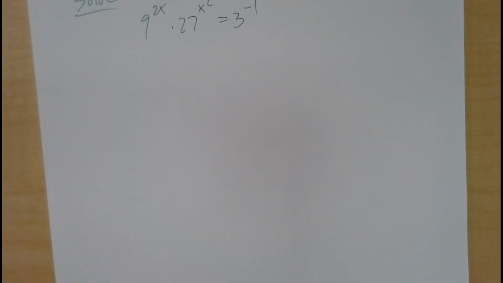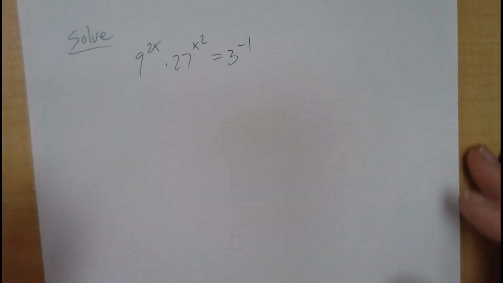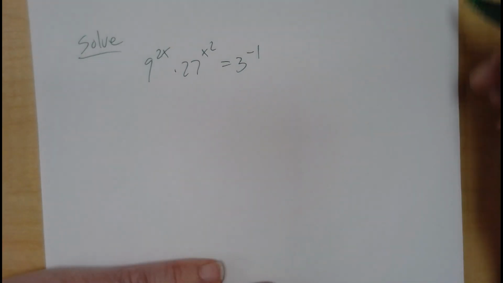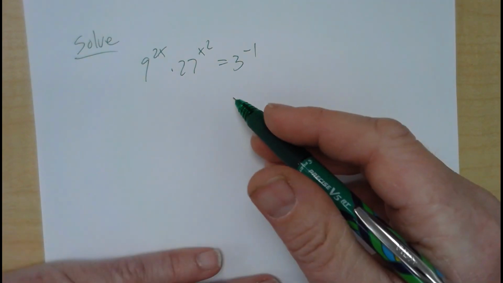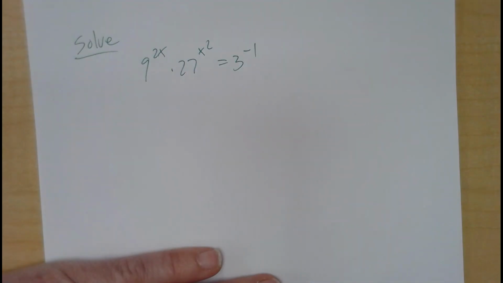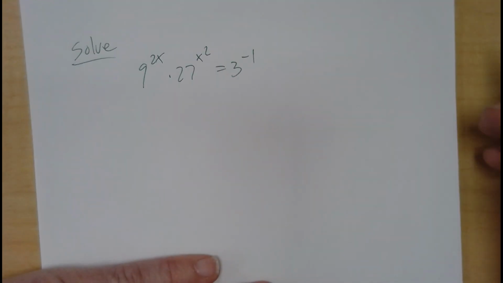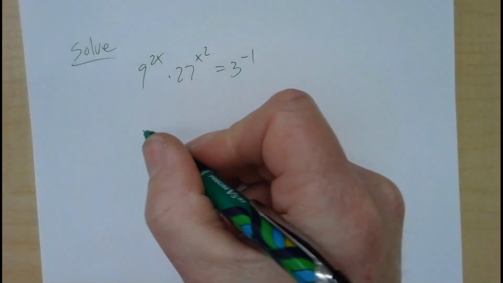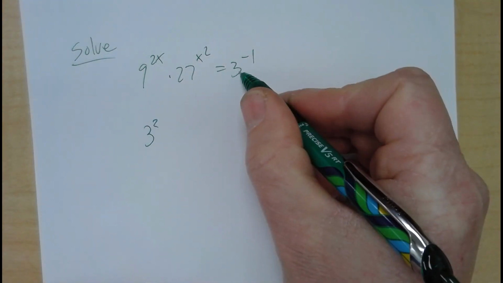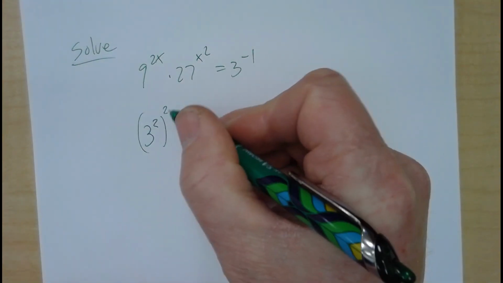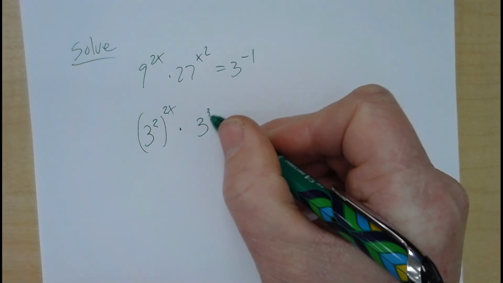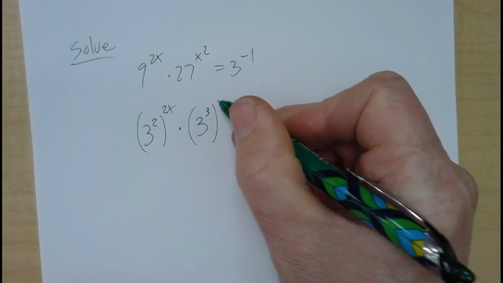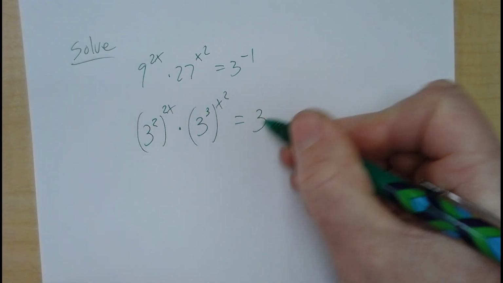Then the second part of the assignment is solving equations. To solve equations like this is a more complicated one. The first one in the book is really straightforward. But to solve these equations, what you want to do is make the bases the same. So 9 is 3 squared. That matches that base there, to the 2x, times 3 cubed to make 27, and that's to the power of x squared, is equal to 3 to the negative 1.